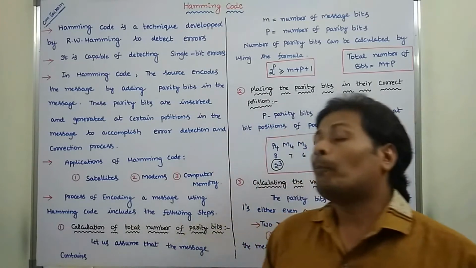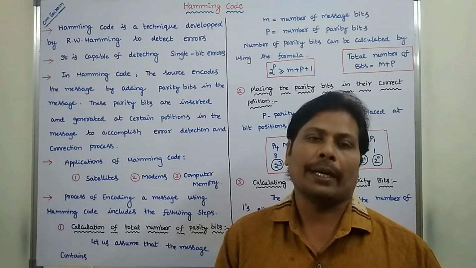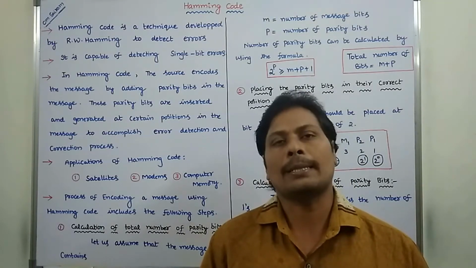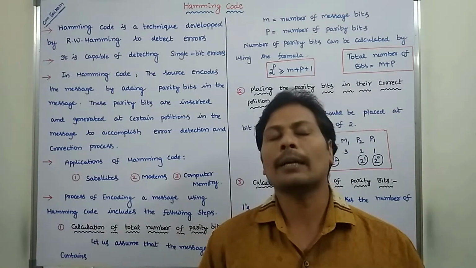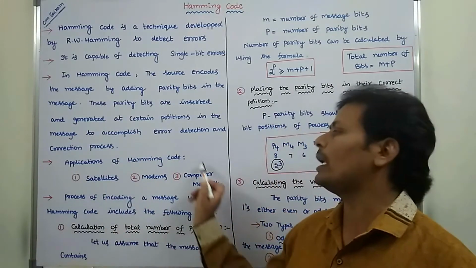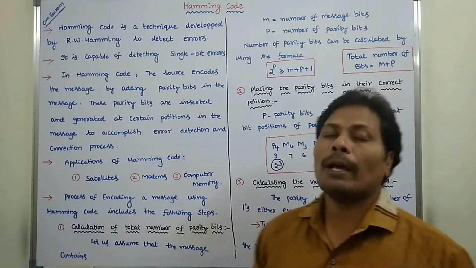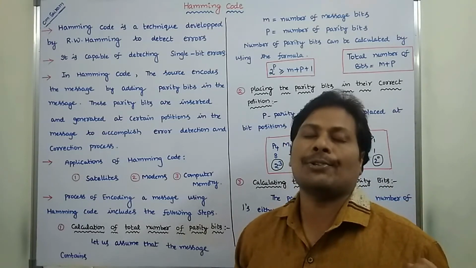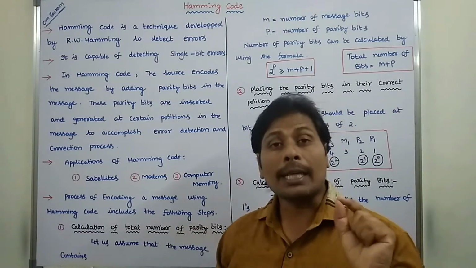Okay. What are the main applications of Hamming code? The main applications of Hamming code are in satellites, modems, and computer memory. In these three applications, we have to use Hamming code. Okay. Next one, the process of encoding a message using Hamming code includes three steps.